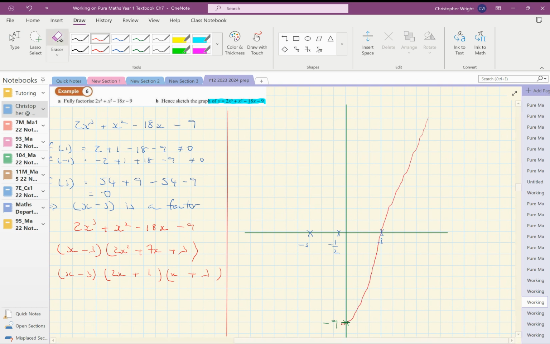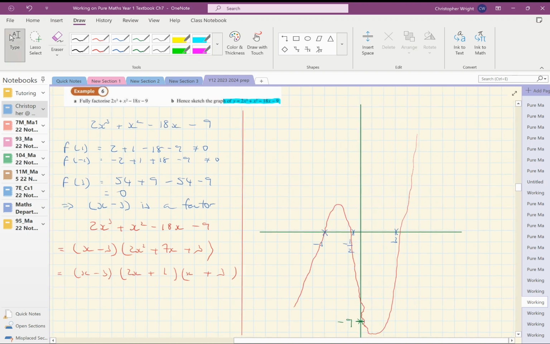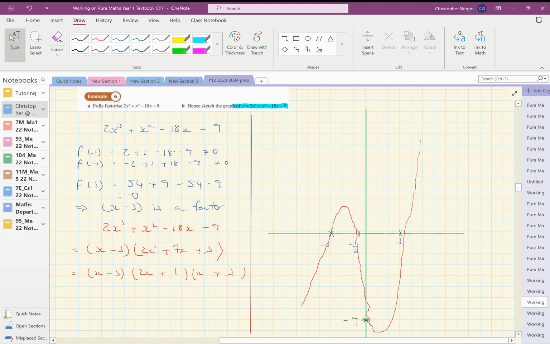No, I don't think much of that, because that -9 is unlikely to be the minimum, I think. So I'll try again. It's going to go something like this, and then like that. Not a good drawing, and then like that. There you go. Not a great sketch of the graph, but I've shown the y-intercepts and the x-intercepts, so that'll do for now.